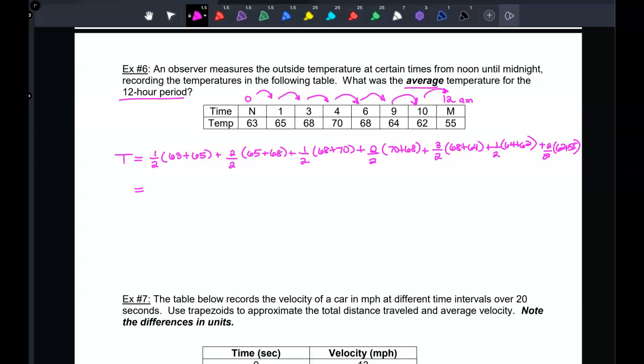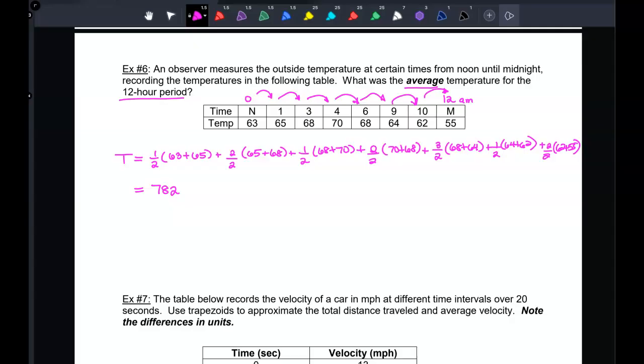When we add all this up, 782. Okay, now I want to know. So this is the total accumulation of all the temperatures.